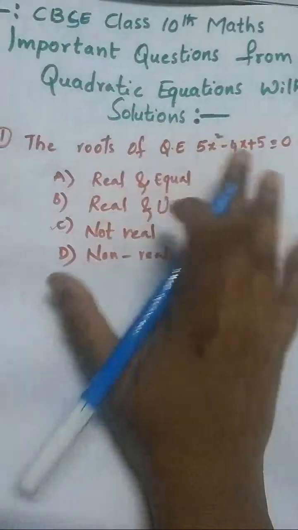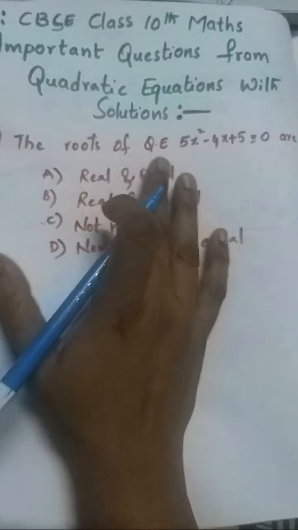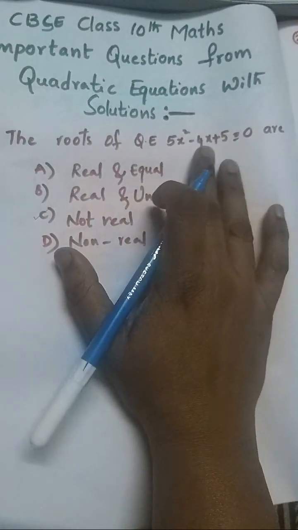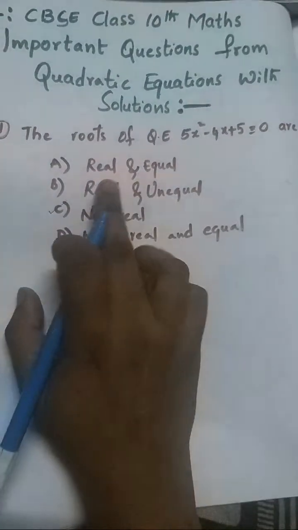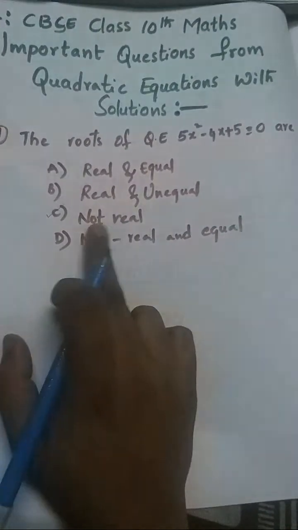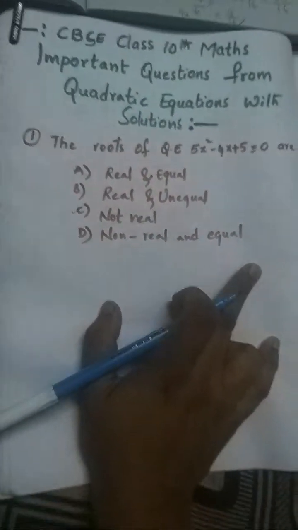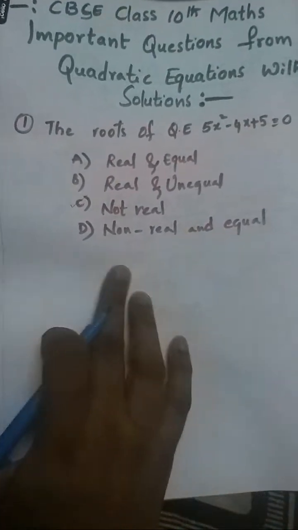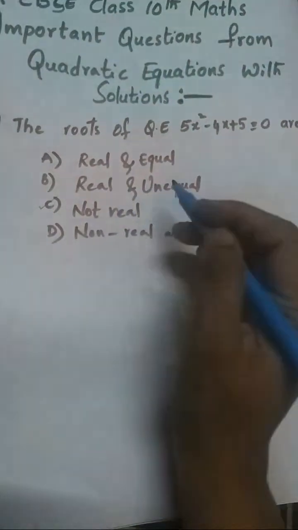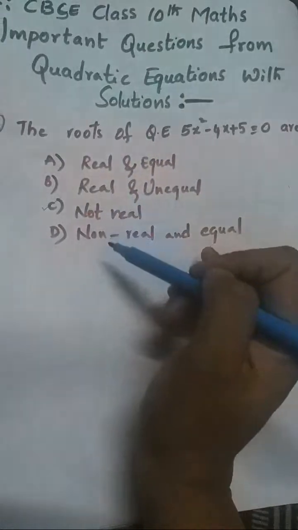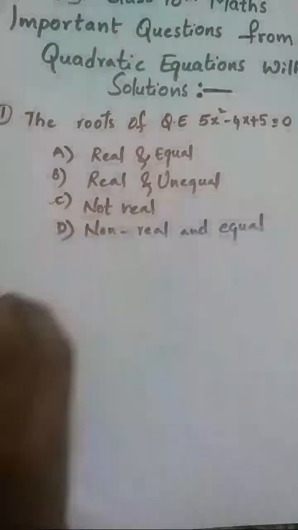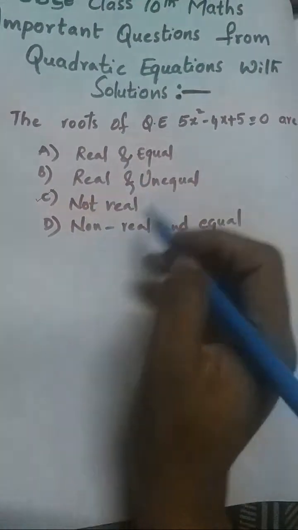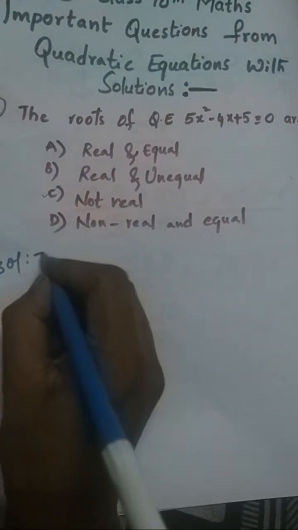The first question is: what are the roots of the quadratic equation 5x square minus 4x plus 5 equal to 0? Options are given: real and equal, real and unequal, not real, non-real and equal. So how to solve this problem within seconds? To find the correct option, we first have to find the nature of the roots. Real and equal, these are the natures of the quadratic equation. So how to solve this?